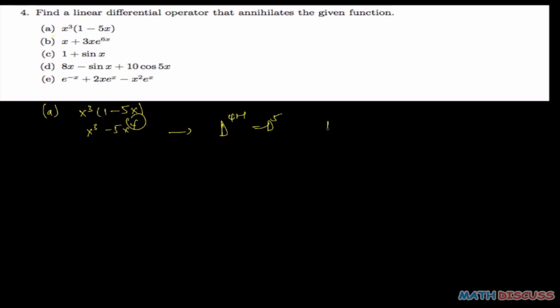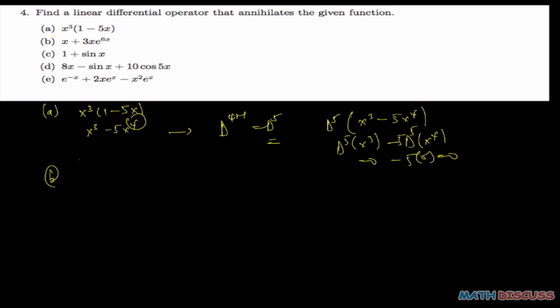So let's confirm. So we have d to the power 5. Let it operate on x cubed minus 5x to the power 4. So this is going to be d to the power 5 of x cubed minus 5 times the fifth derivative of x to the 4. Now this gives us 0 minus 5 times 0, which gives us 0. So that shows that that works.